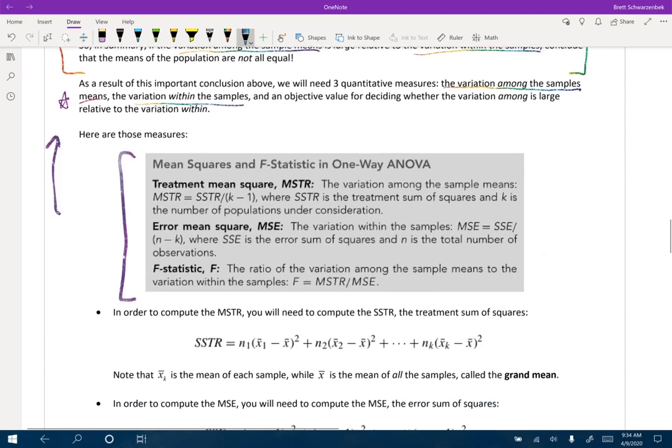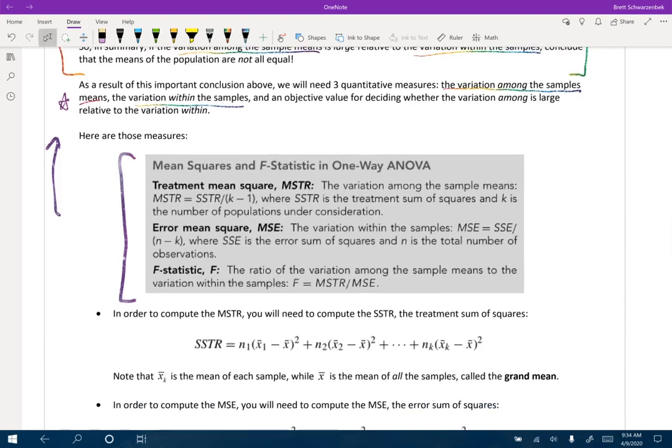So the first one here is called the treatment mean square. It's MSTR. This is the measure we're going to use to determine the variation among the sample means. Within that formula, and you can see the formula is listed right here, there's going to be a lot involved. For example, we're going to have to calculate what's called the SSTR. We're going to have to find the value of K. These are things that you don't actually know of yet.